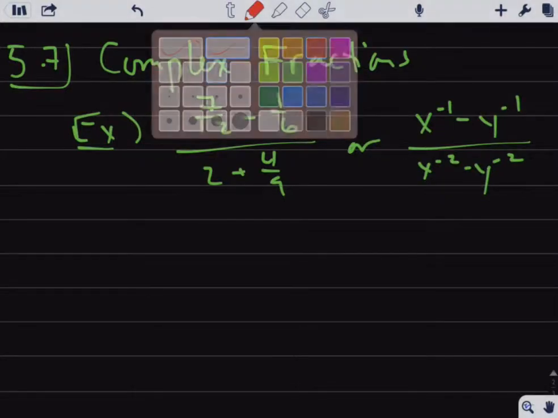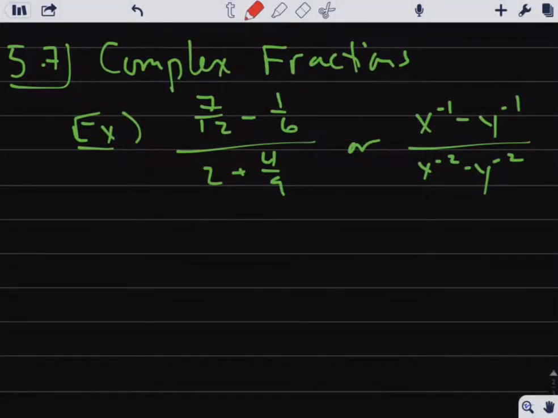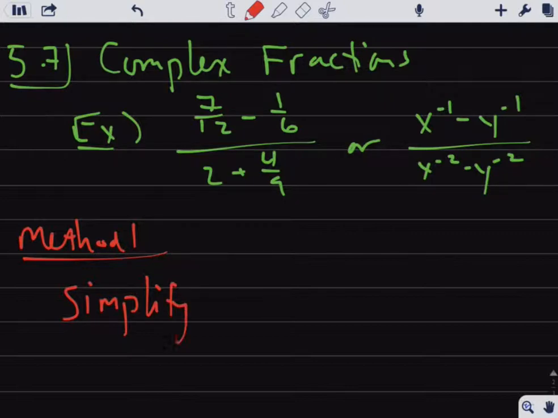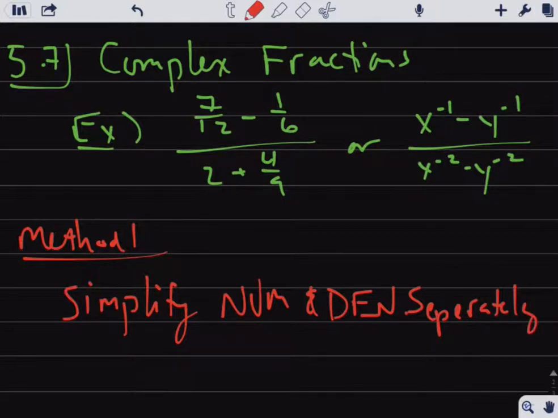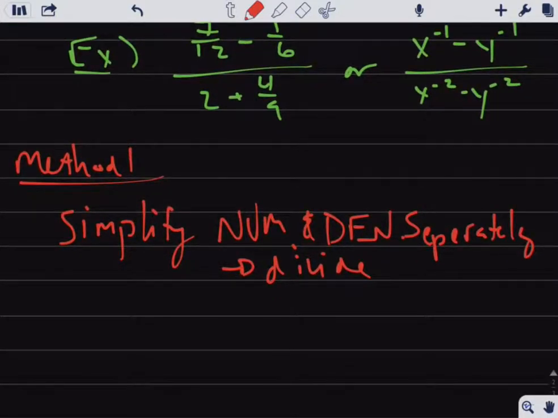We have two different methods. The first, method 1, says simplify the numerator and denominator separately. Then simplify, or divide in this case. We'll divide at the end. We'll look at that.